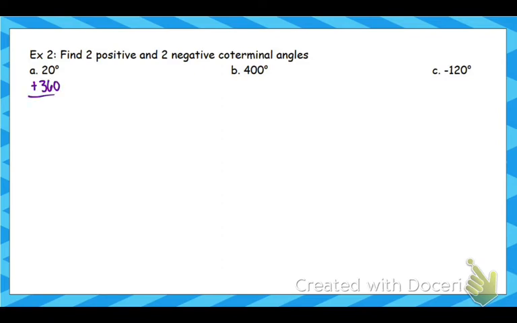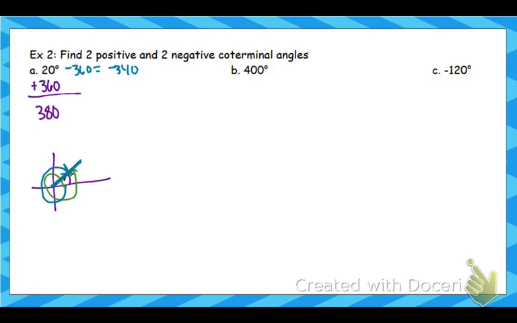So if I add 360, 380 and 20 degrees have the same terminal side. 20 degrees would look like this, whereas 380 would just have a different arrow. I also could subtract 360 if I wanted to and get negative 340. Negative 340 would still have this same terminal side, but I would start at 0 and go in the opposite direction.